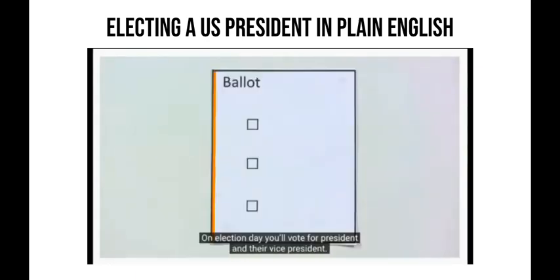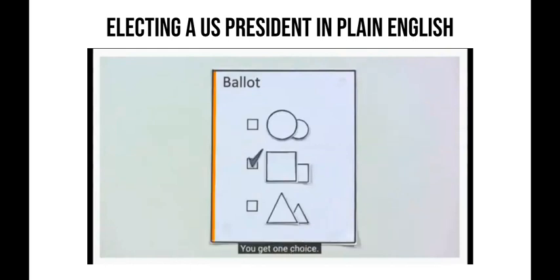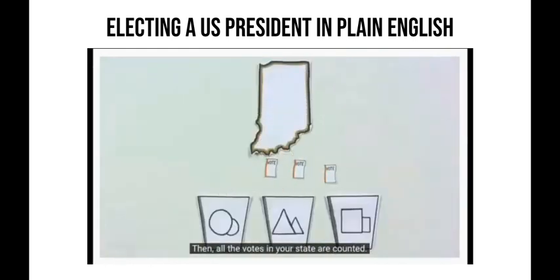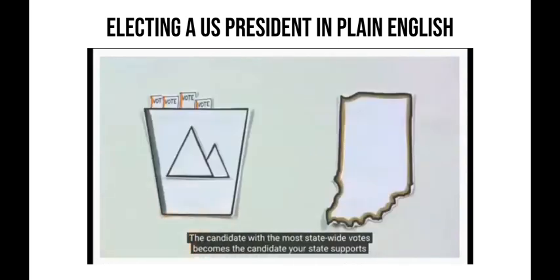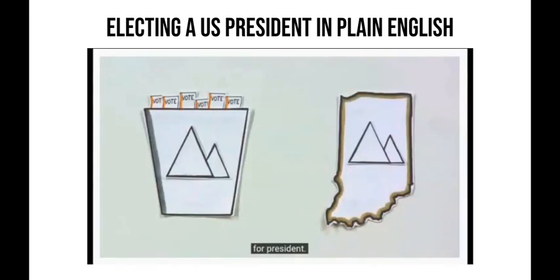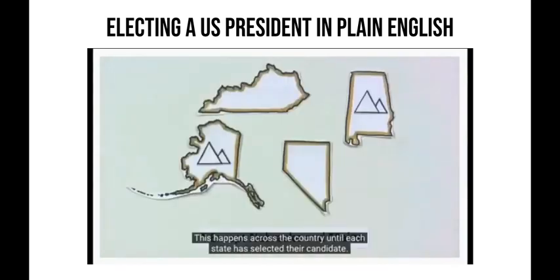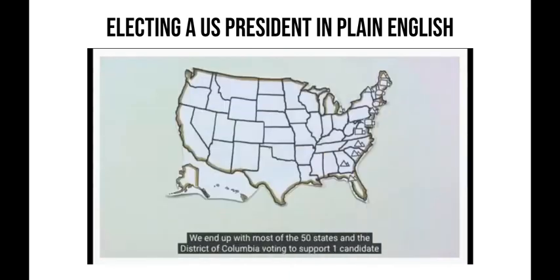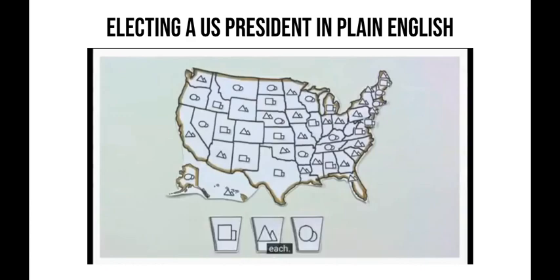On Election Day, you'll vote for president and their vice president. You get one choice. Then, all the votes in your state are counted. The candidate with the most statewide votes becomes the candidate your state supports for president. This happens across the country until each state has selected their candidate. We end up with most of the 50 states and the District of Columbia voting to support one candidate each.